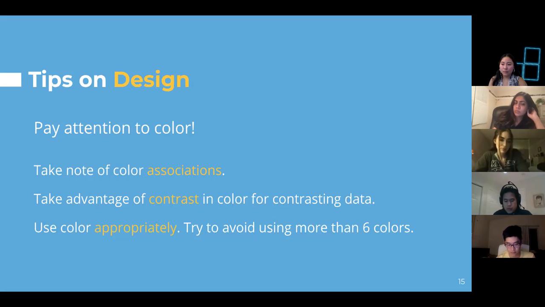Another thing to take note of is using colors that contrast from one another. It might look nice to have a bunch of shades of blue on a pie chart, but it isn't too great if you want to highlight how different each statistic is from one another. Third, use color appropriately and sparingly if you can. Try to avoid using more than 6 colors, or else it may start looking a little bit confusing. Nobody wants to look at a presentation or a chart and just have color vomit all over the screen.